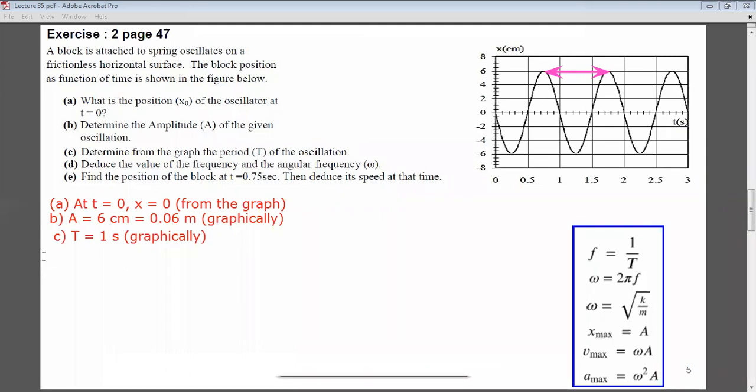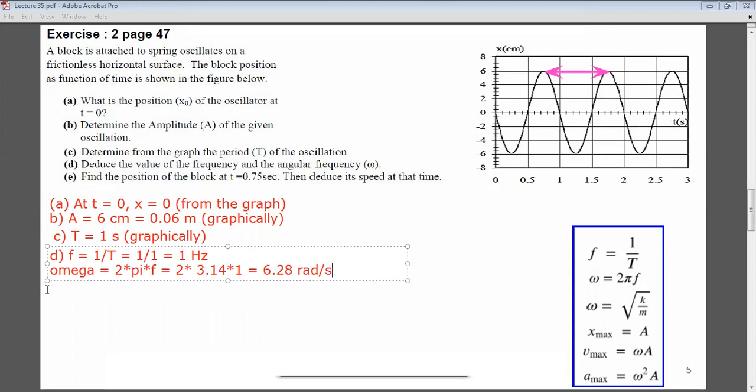Now, part D, deduce the frequency. Once they tell me deduce, it means I have to use the information from the previous question. I have the period in the previous part to be 1 second. So the frequency will be 1 over the period, which is 1 over 1, which gives me 1 hertz. Remember, the unit for frequency is hertz. And then I have to get omega. Omega is 2 times pi times f, which is equal to 2 times 3.14 times 1, which happens to be 6.28 radian per second.